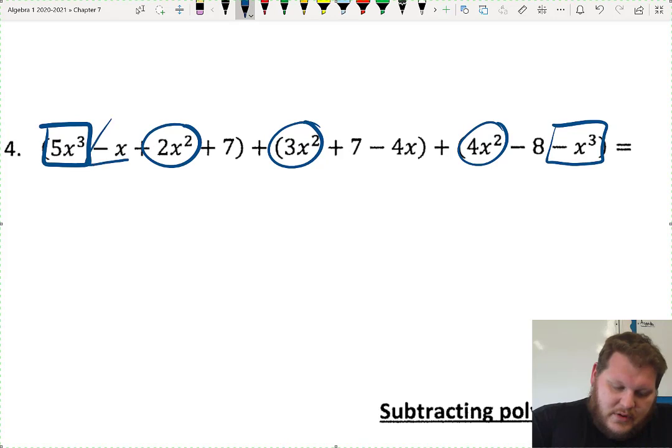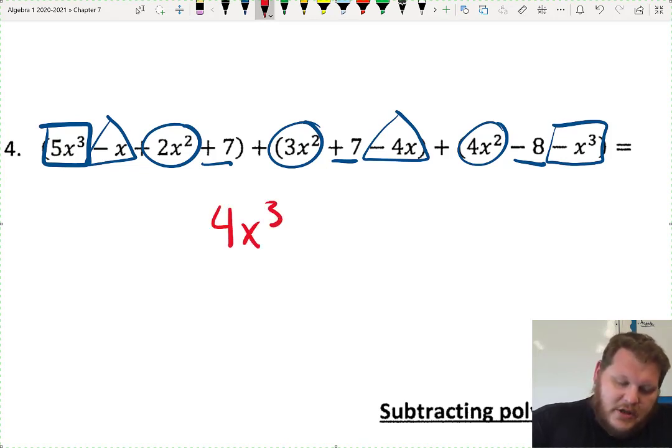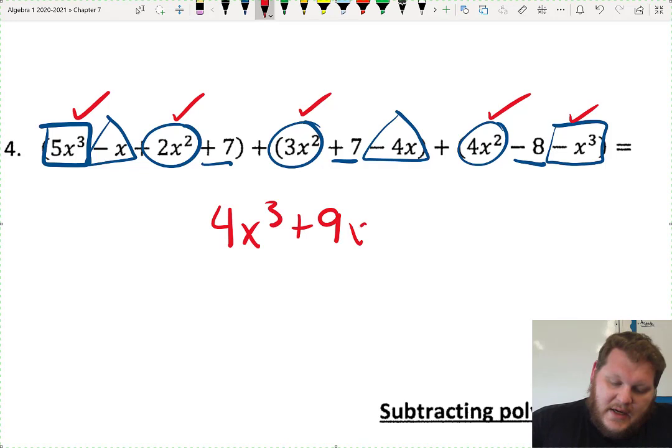Let's do triangles around our x's. And then, I don't know, we could just regular underline our constants. But now I'm just looking at all the different shapes to get stuff collected together. So for my x cubed terms, 5 minus 1 is 4x cubed. So that's those two. For my x squared terms, I've got 2 plus 3 is 5 plus 4 is 9. 9x squared.